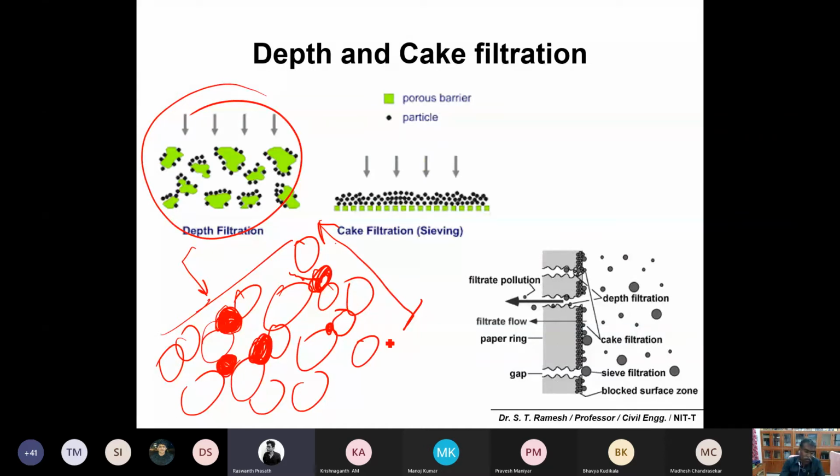Because you have to dislodge all the settled flocs. Then only you can come back to the original situation. So for that, you have to reverse the flow. So in the case of depth filtration, backwashing is really necessary.